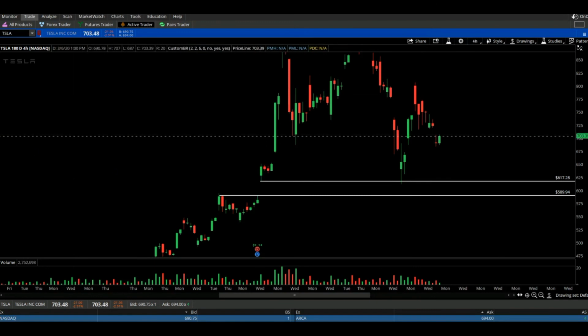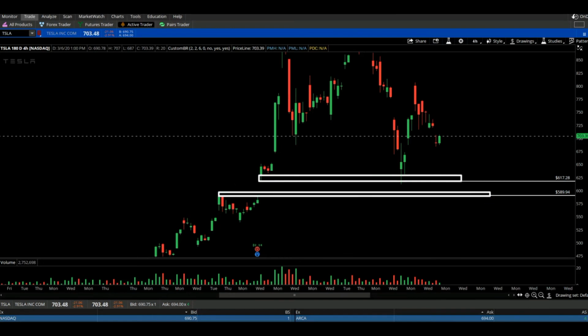If you want to look at it in terms of an area, I would go from the bottom of the body here, right, to the bottom of the wick. This would be a support area. Same thing with this wick. If you like to draw areas, which I know some people do, what you can do is go from the top of the wick here, right to the body.